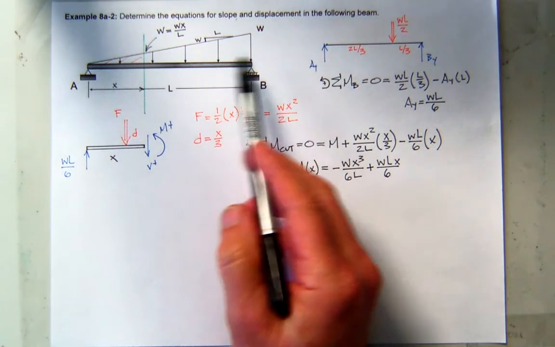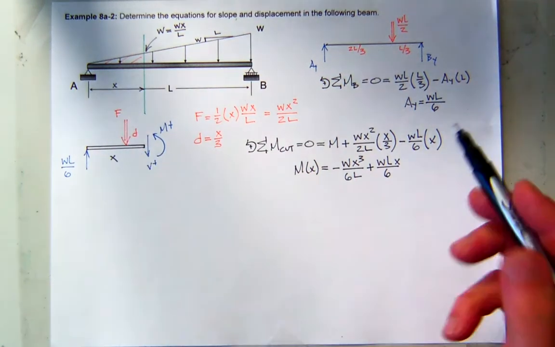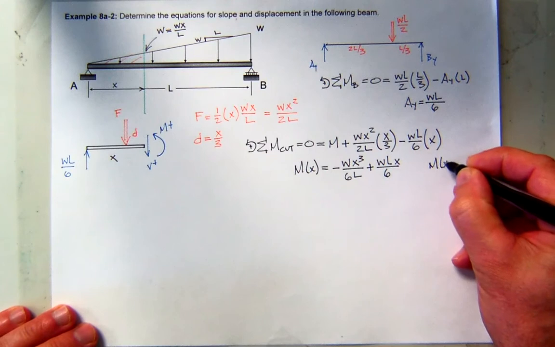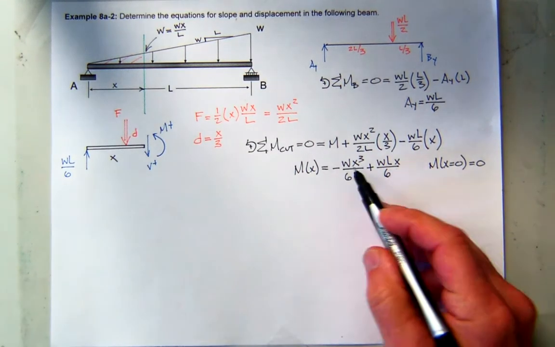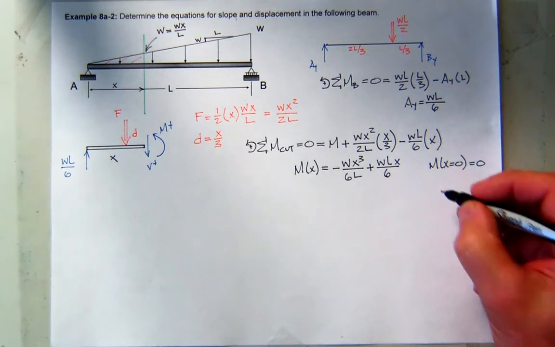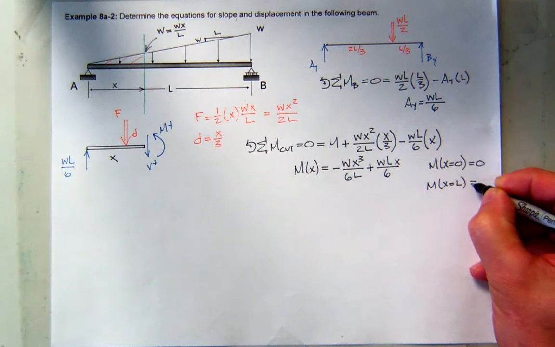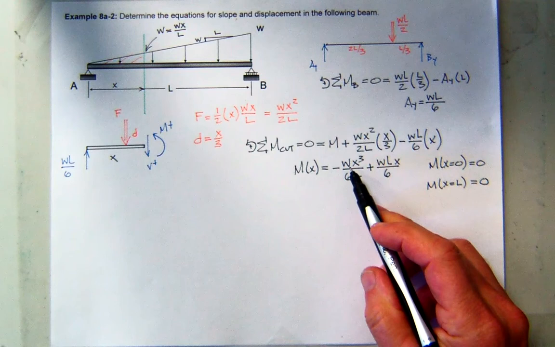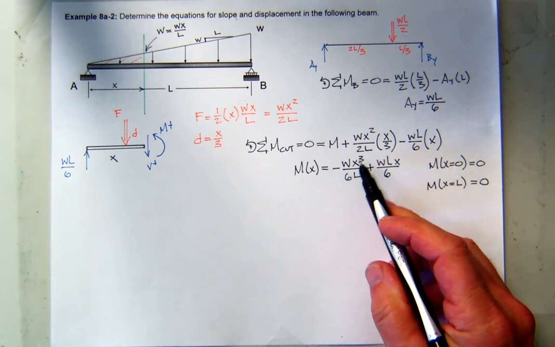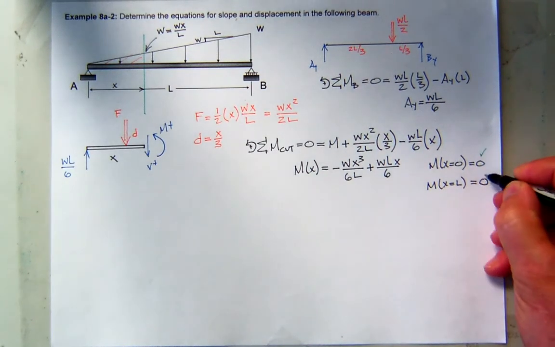Where do we know the moment in this structure? 0. At x equals 0, the moment should be 0 because it's a pin. So the moment at x equals 0 should be 0. And if you put in x equals 0, what do you know? You get 0. At the other end, where x is equal to L, is a pin. That should also be 0 moment. You put in L here, you get negative WL squared over 6 plus WL squared over 6. That's 0. So that seems to be okay. Both of those seem to work.